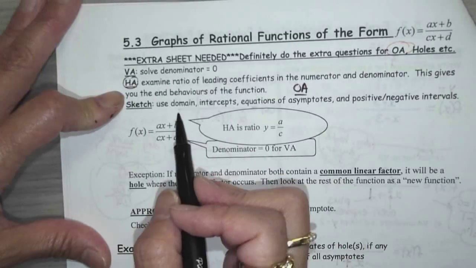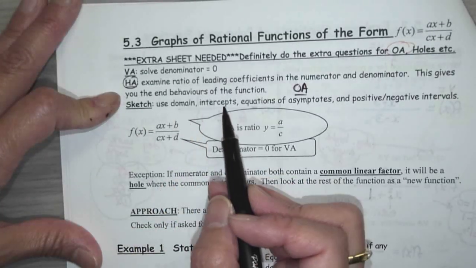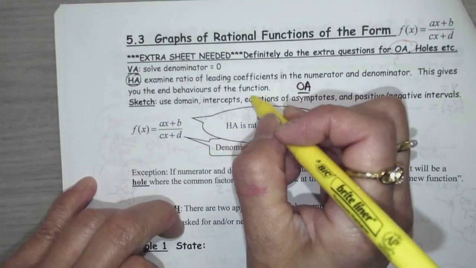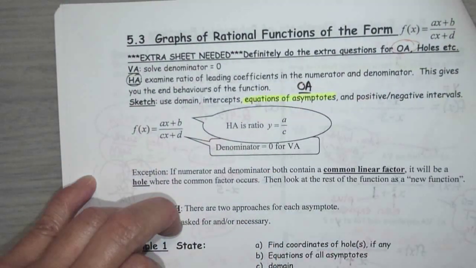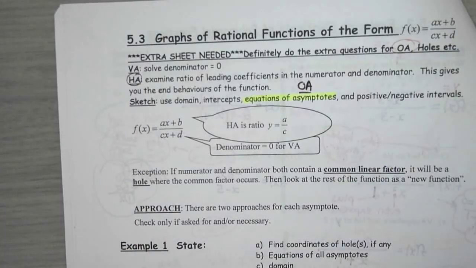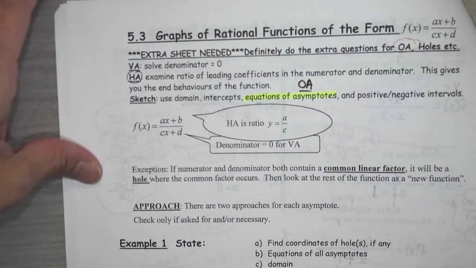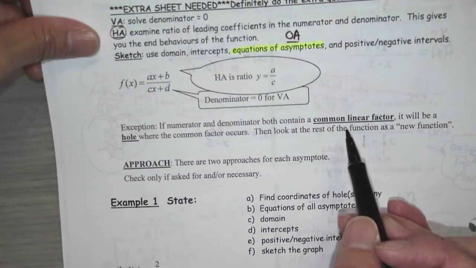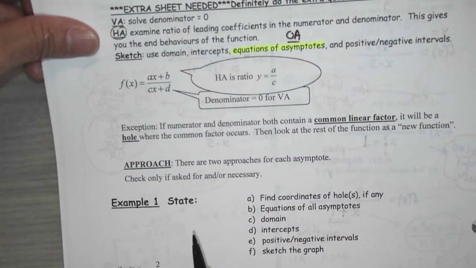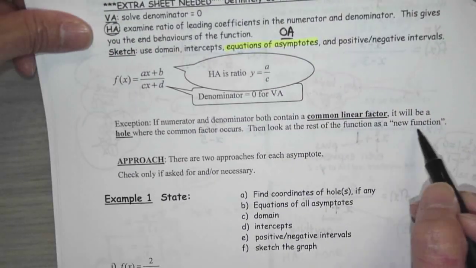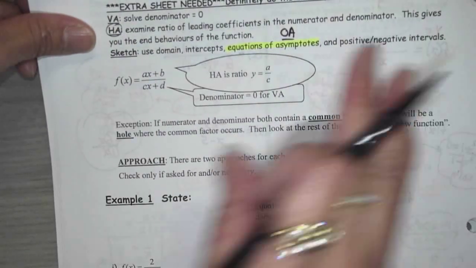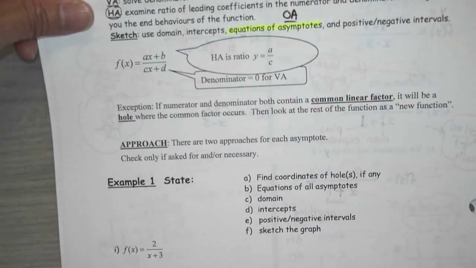You sketch it. When we sketch it, we usually want domain, the intercepts, equations of asymptotes, and I reminded you of that as well. So you're doing equation of asymptote on the sketch, and we're going to do positive, negative intervals, all that stuff. We have all this. Make sure you look for holes, and then the rest is the new function, which means you cross it off and you have the new function. So again, we just reviewed that in 5.2, so we're good for that.